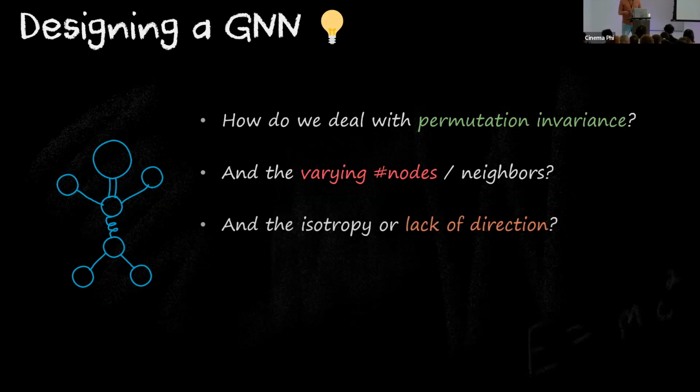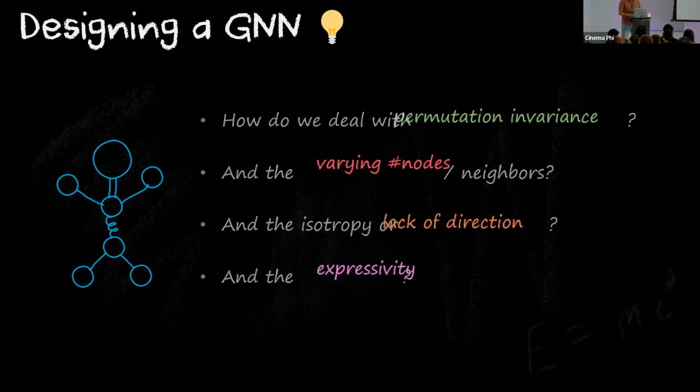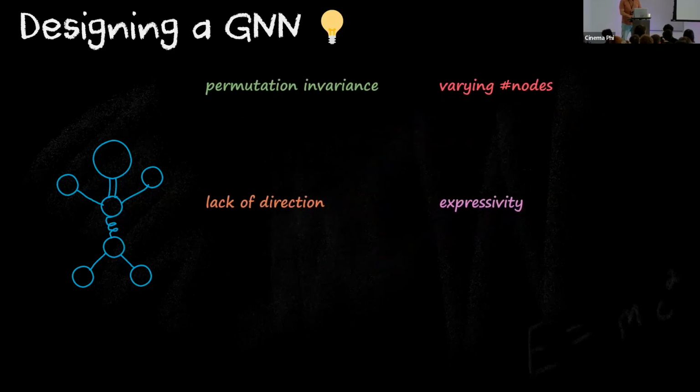And we need to deal also with the lack of direction in the graph. Like I was saying, there's no left or right. Everything is defined without direction. And the expressivity. So we'll see that this topic is important. There's a lot of papers on expressivity of graph neural networks, especially applied to molecules. So how do we usually deal with this problem?